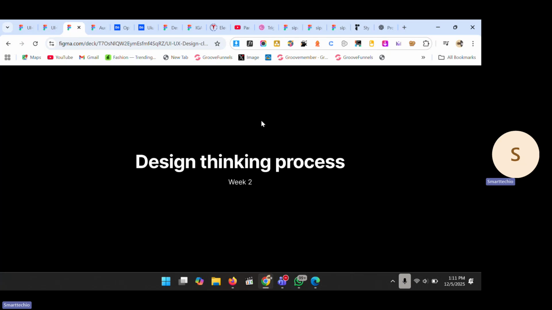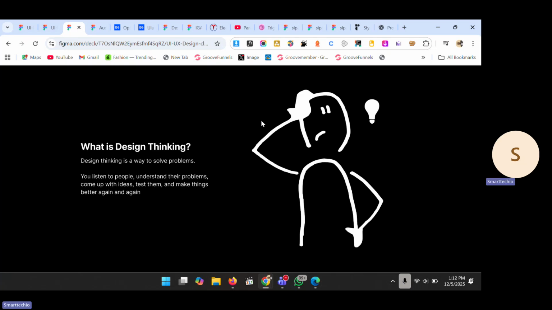Today we are moving to the design thinking process. This is a process that beginner UI designers follow to complete a task or to build a project. So without wasting too much of our time, let's proceed. So what is design thinking? Design thinking is a way to solve problems.